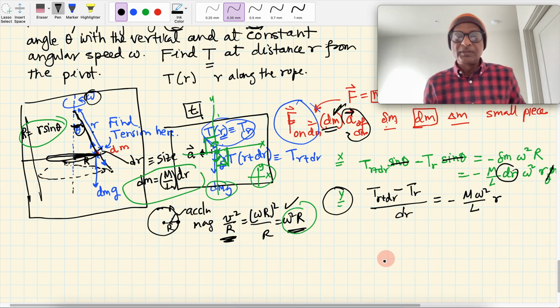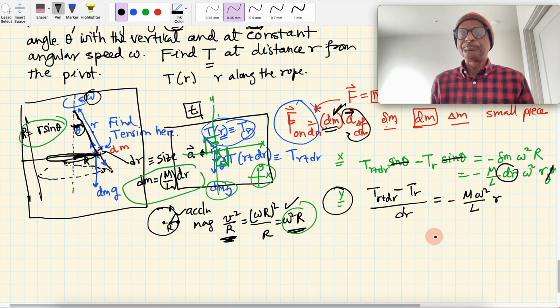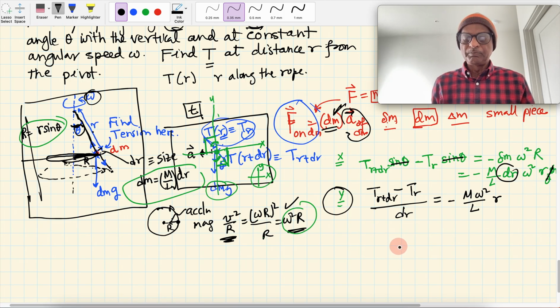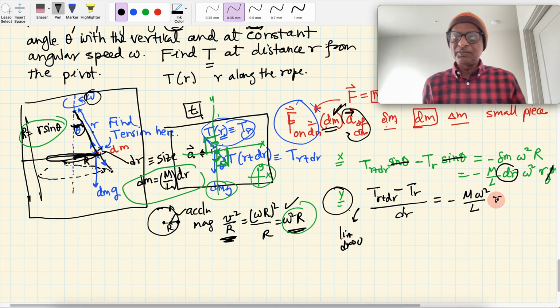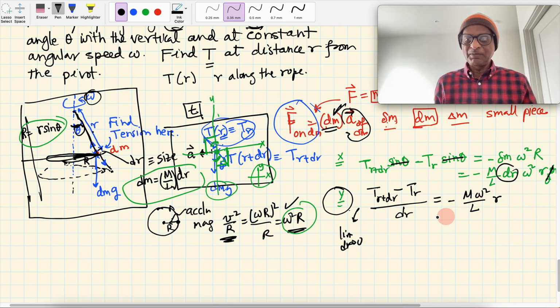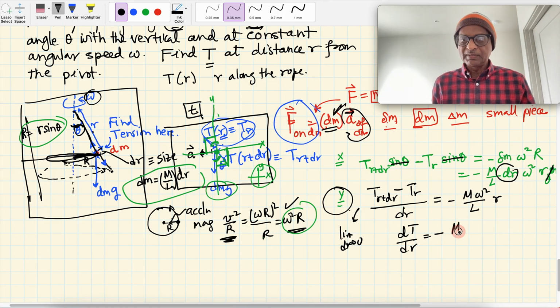Now, let's see, if we take the limit as dr goes to 0, we get to a point, and all these pieces went away, and everything is very nice. So this just turns into dT/dr equals minus m omega squared over L times r.